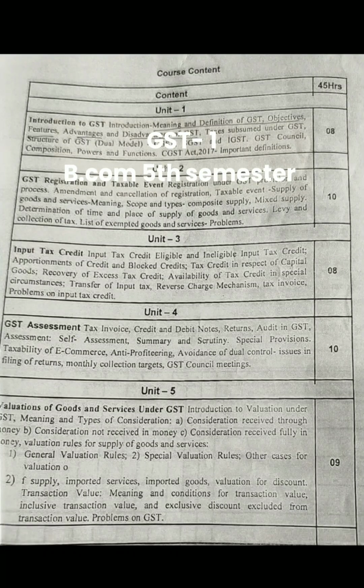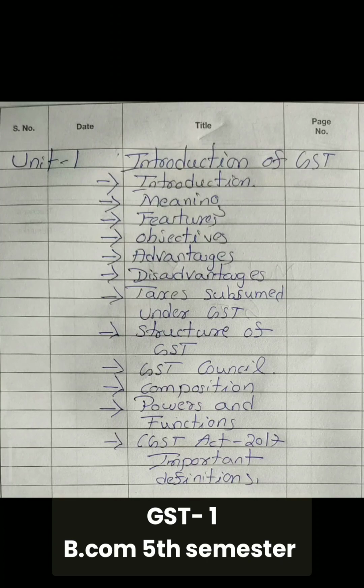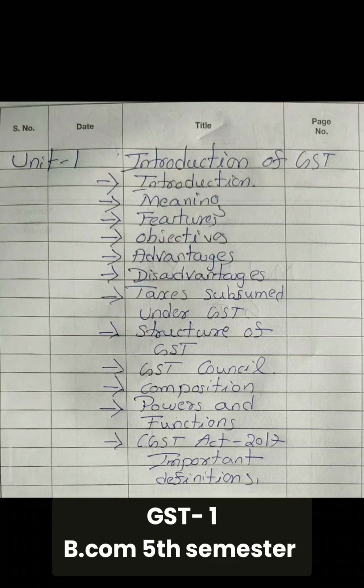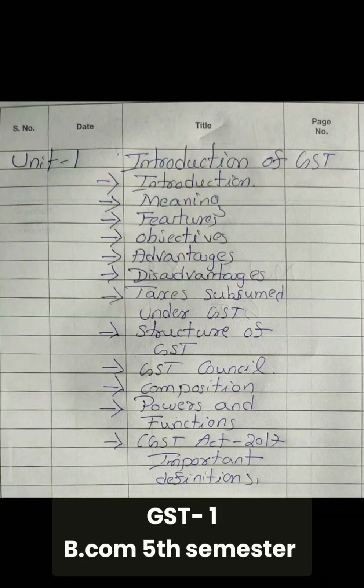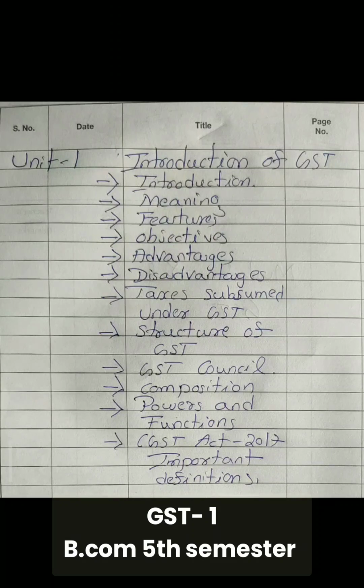There are 5 units. Out of that, the first unit contains the introduction of GST: meaning, features, objectives, advantages, disadvantages, taxes subsumed under GST, structure of GST, GST Council, composition, powers and functions, CGST Act 2017, and important definitions.